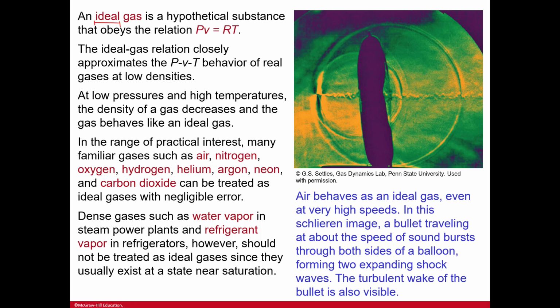Dense gases such as water vapor in steam power plants and refrigerant vapor in refrigerators, however, should not be treated as ideal gases since they usually exist at a state near saturation. And that's because we're getting into that vapor portion. We're going to have more saturation in there. And so therefore, those are not going to be an ideal gas. Okay?